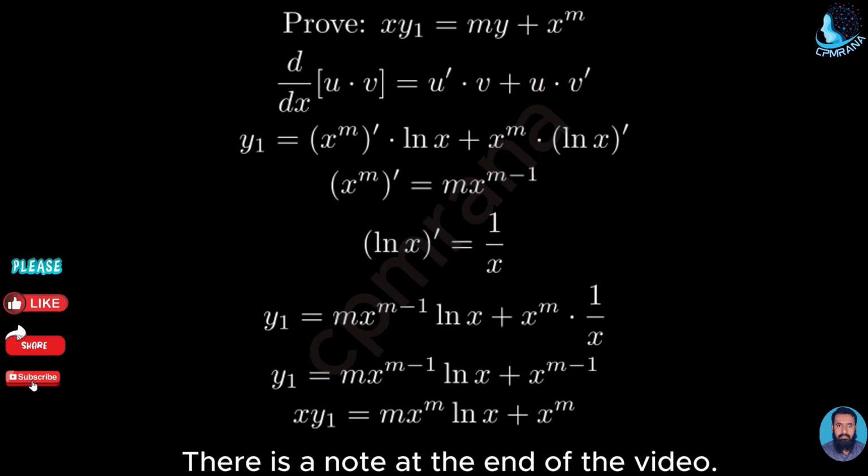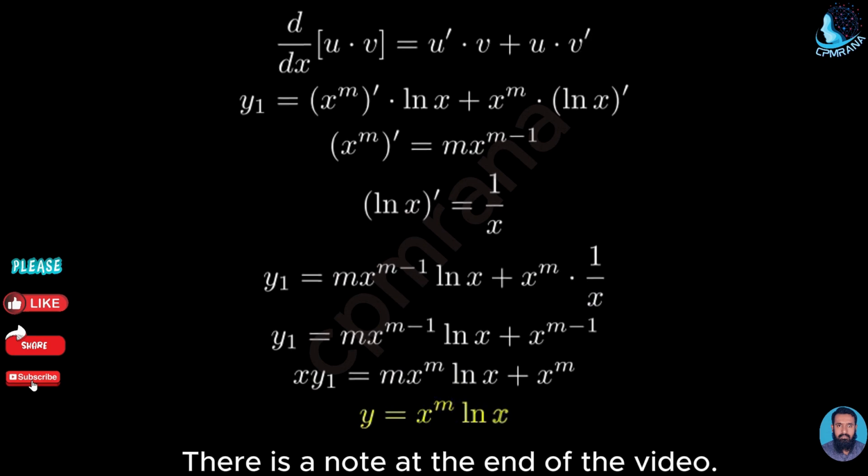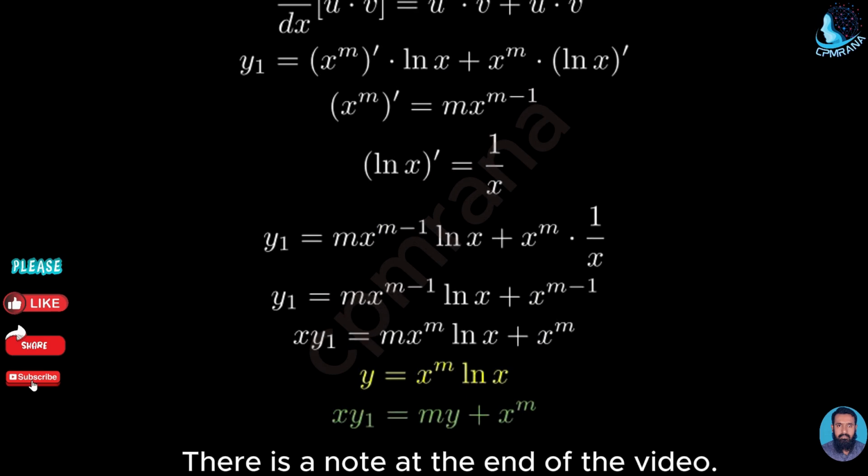When we multiply x times y1, on the right side we get m x^m ln x + x^m. Look at the first term on the right side. Remember that y = x^m ln x. Therefore, m x^m ln x is equal to m y. And there we have it.